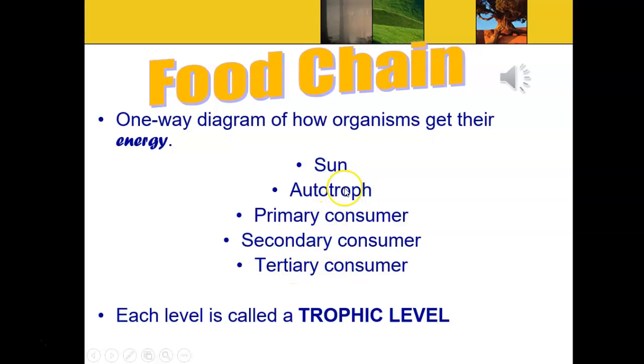Each one of these levels is called a trophic level, and each one of these trophic levels transfers approximately 10% of the energy from one level to another. So 10% of the energy that's found in the plant gets used by the primary consumer. 10% of the energy in the primary consumer gets used by the secondary consumer. 10% in the secondary consumer gets used by the tertiary consumer. So tertiary consumers don't get as much energy as an autotroph does because they're losing 10% each time it goes up the trophic level.